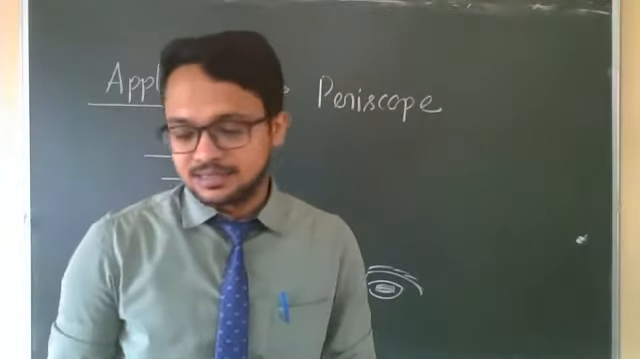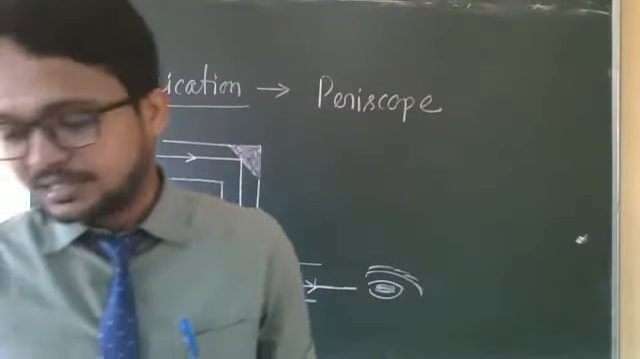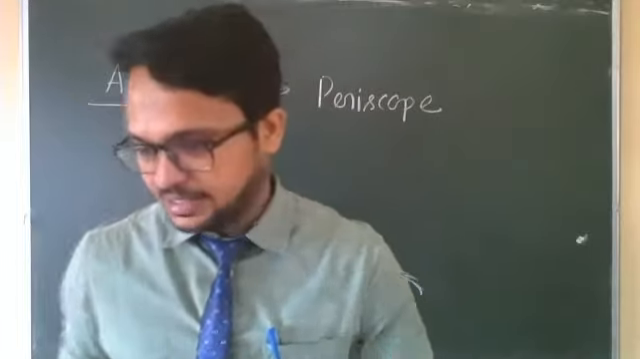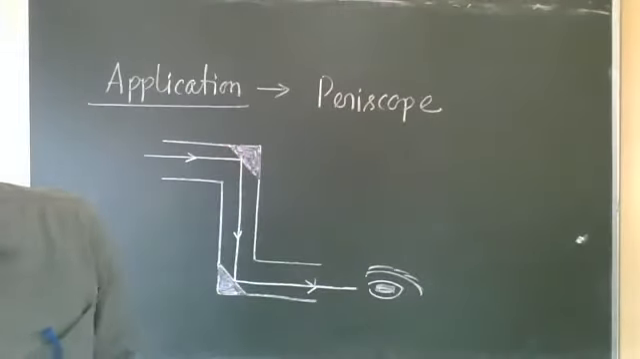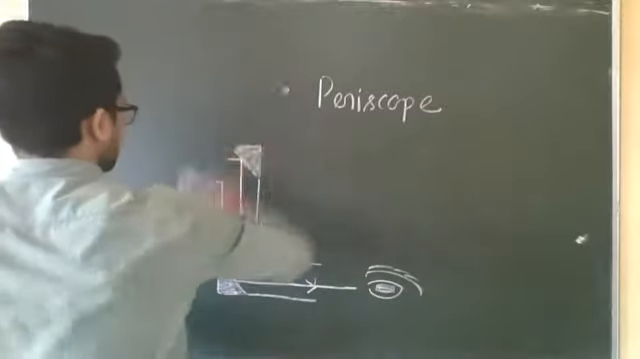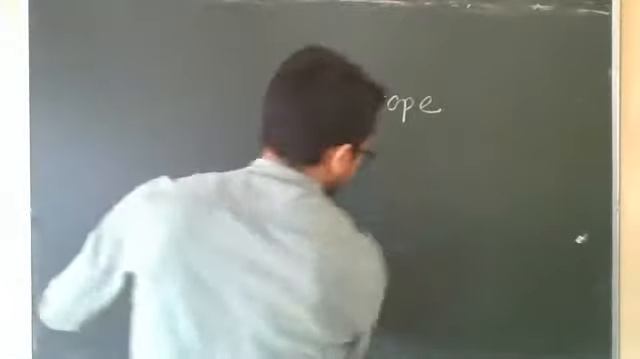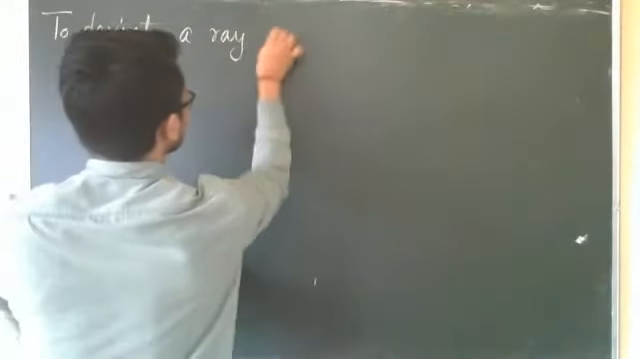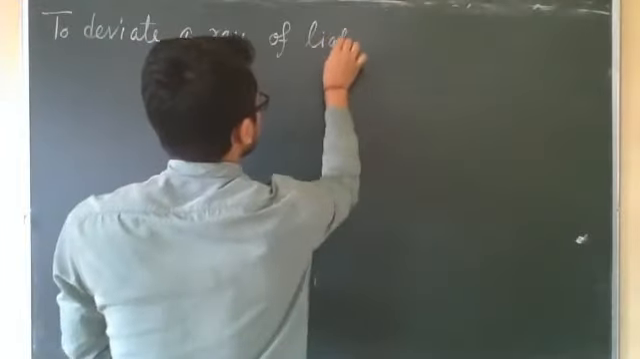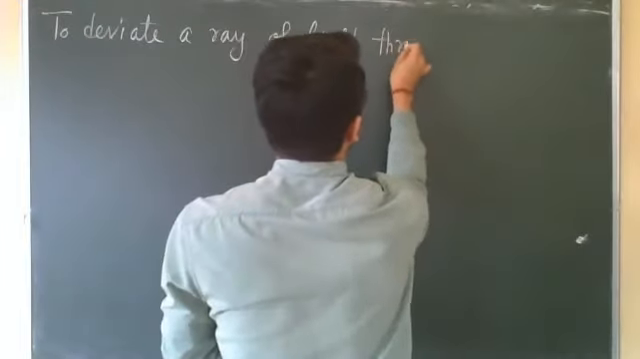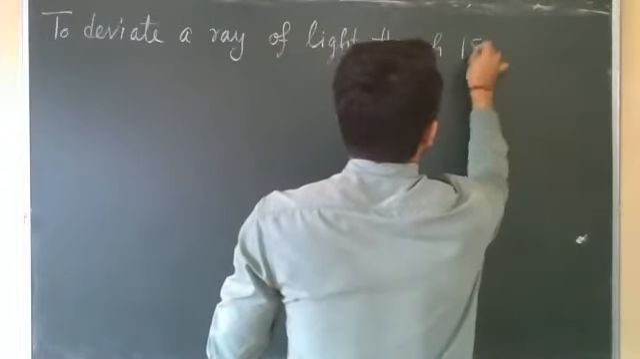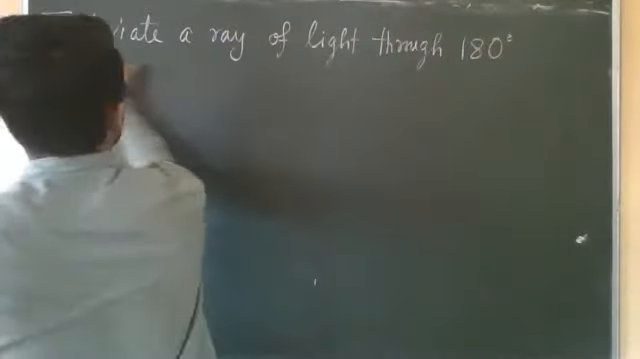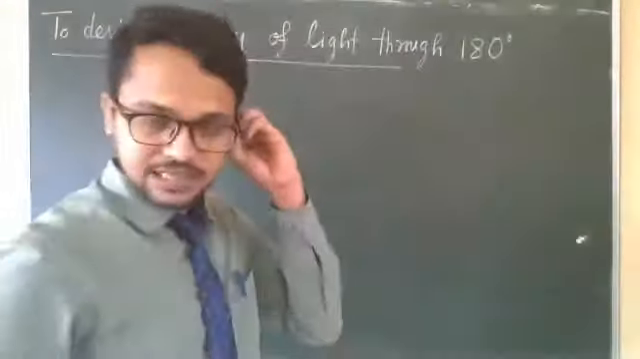Now come to the next, second ray diagram. Page number 96. Point B, to deviate a ray of light through 180 degrees. Deviate a ray of light through 180 degrees. And then we will see its application.